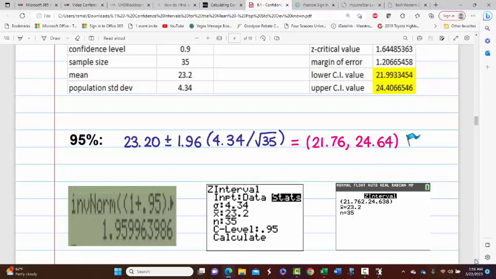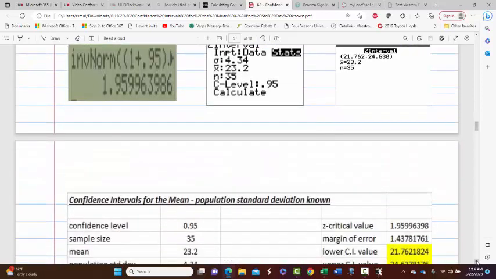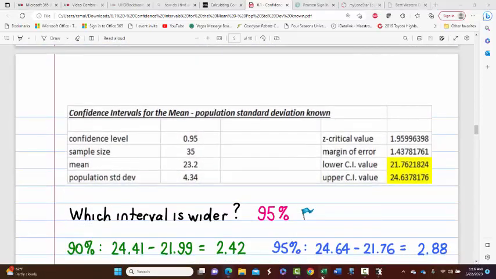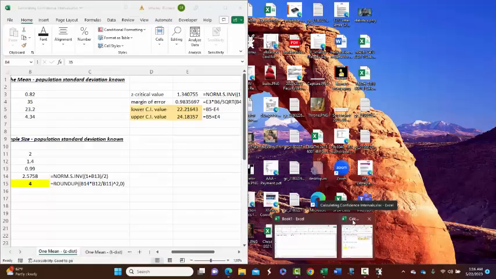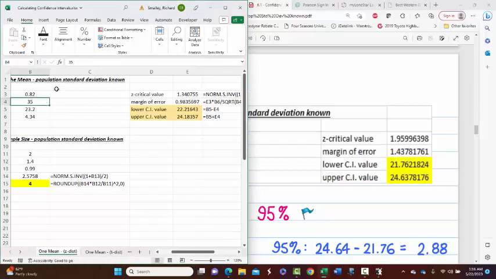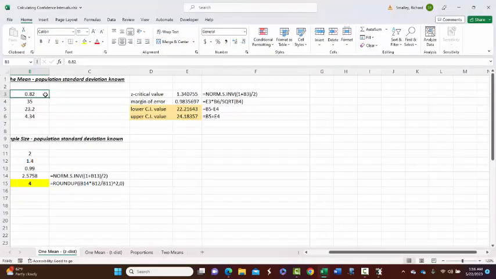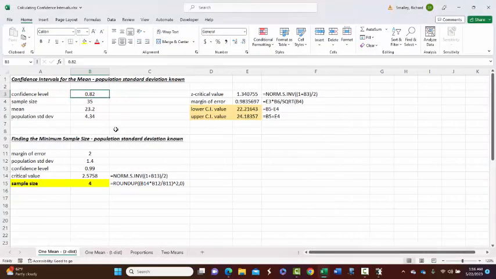Now, to determine which interval was wider, let's do it for this real quick. I can go to the spreadsheet and just change the 0.82 to 0.95. And there are the new numbers, 21.76 to 24.64. All right, nothing to it.